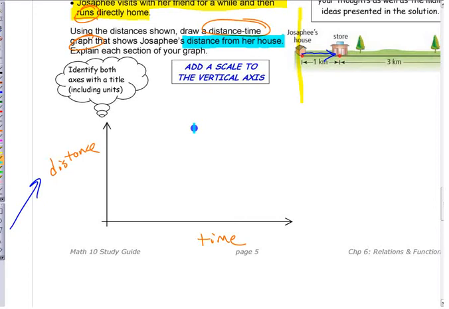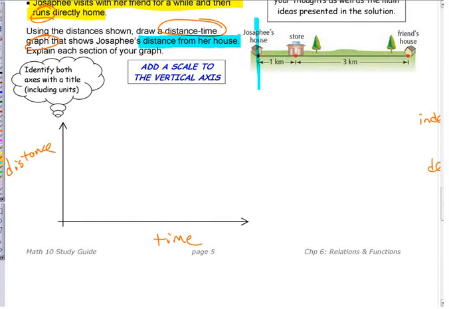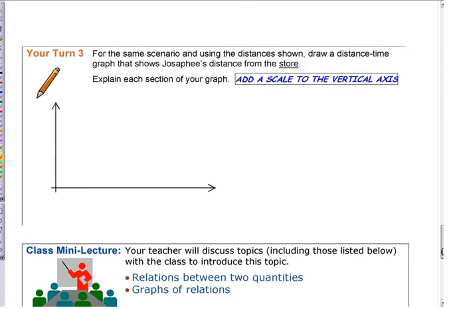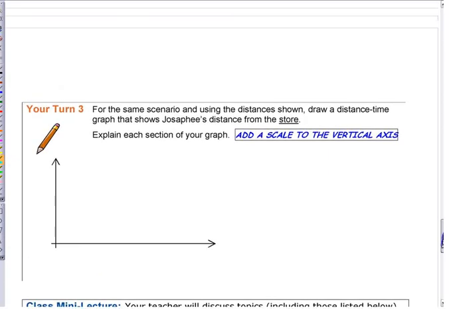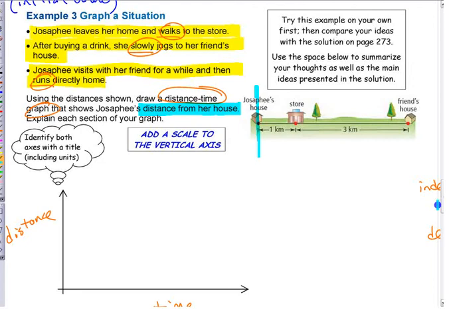Because we could do the distance from a lot of different places. You could do the distance from her house, or you could do the distance from what? The store. You could do the distance from the friend's house. You could do a lot of different things. And in fact, the second part of this asks you to do the distance from the store, which is different.